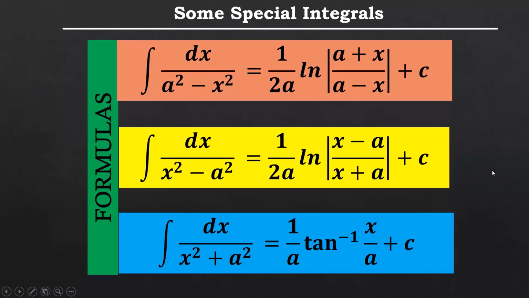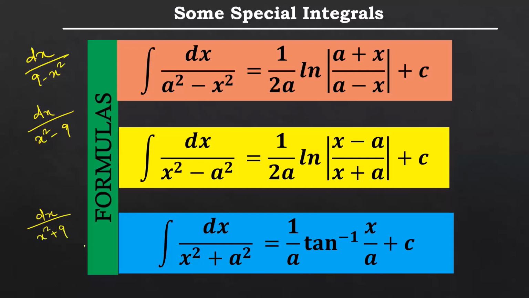So these are some special types of integration. Whenever this type of integration occurs, that means the integral of dx by 9 minus x square, or dx by x square minus 9, or dx by x square plus 9. So these three are the formulas of this type.